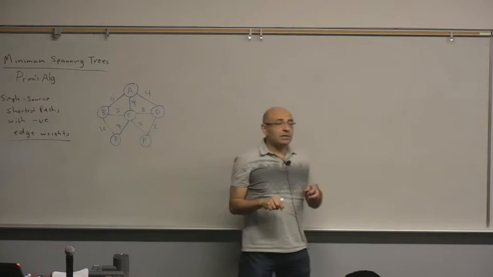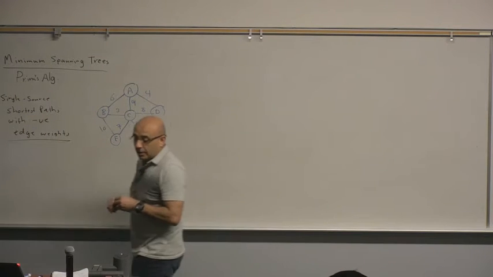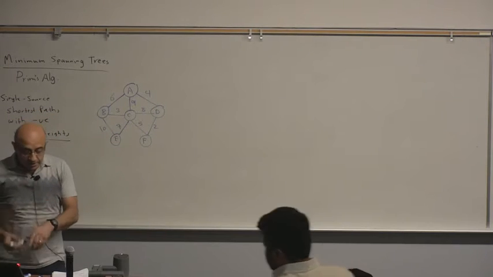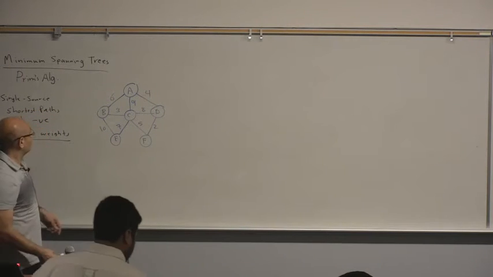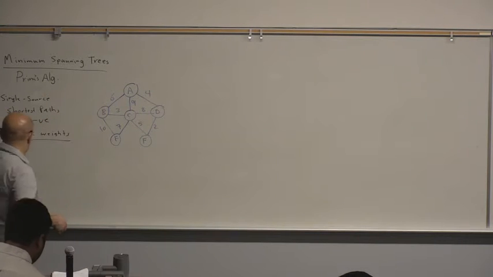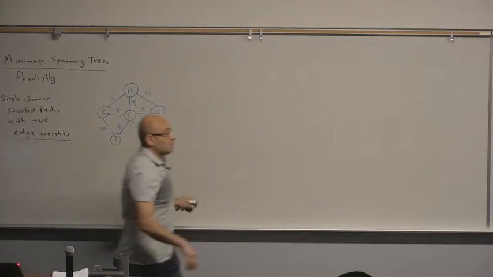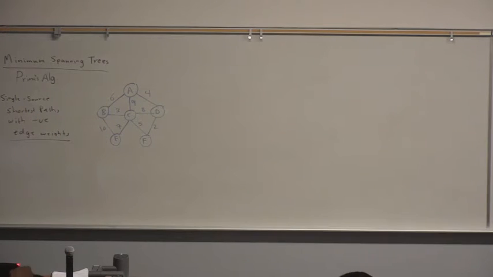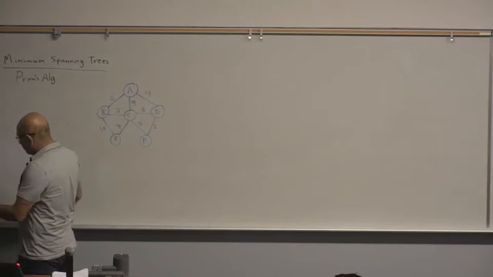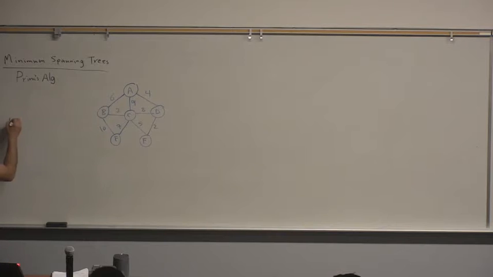So last time I gave a brief introduction to minimum spanning trees. So a minimum spanning tree is just, you are given a weighted undirected graph. So the input is a weighted undirected graph. The graph is weighted and undirected.